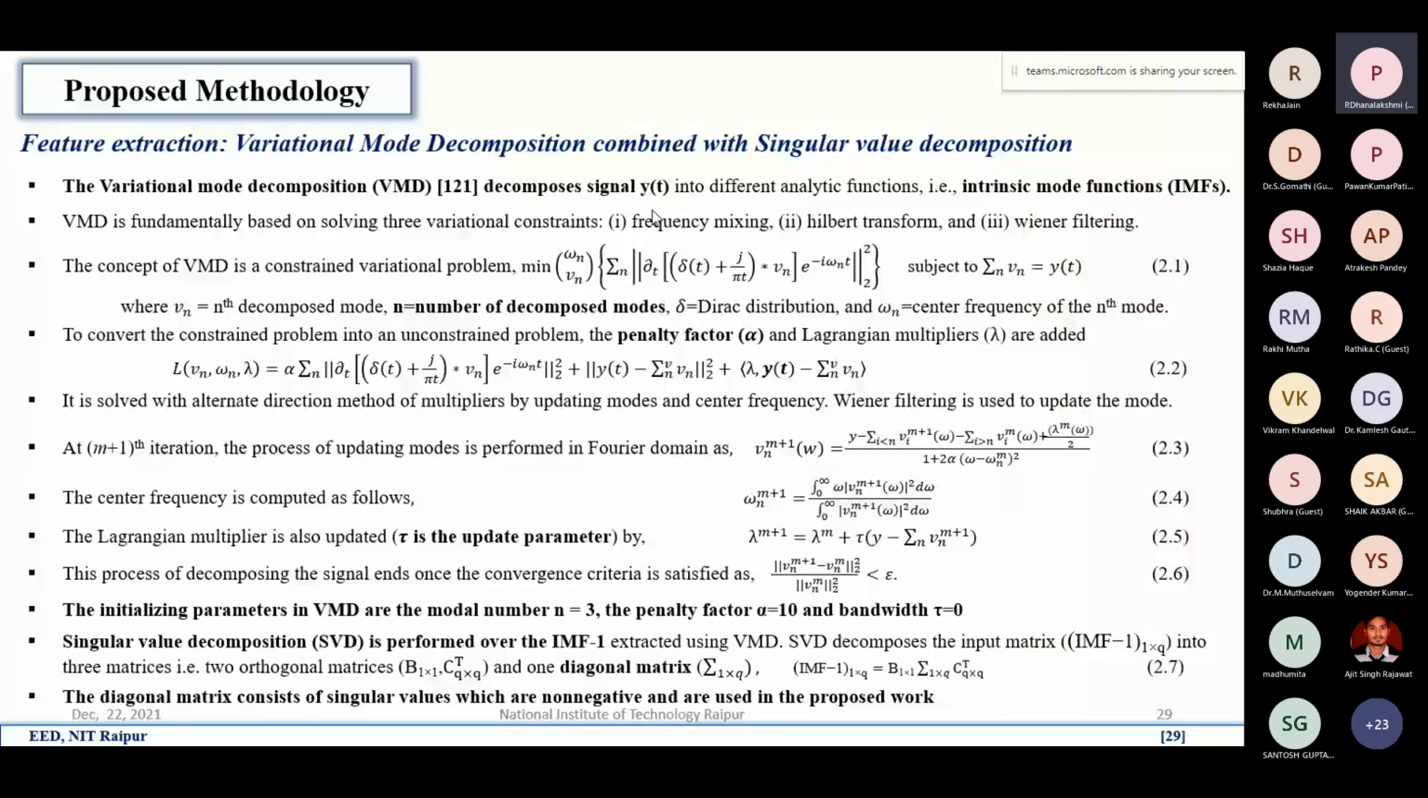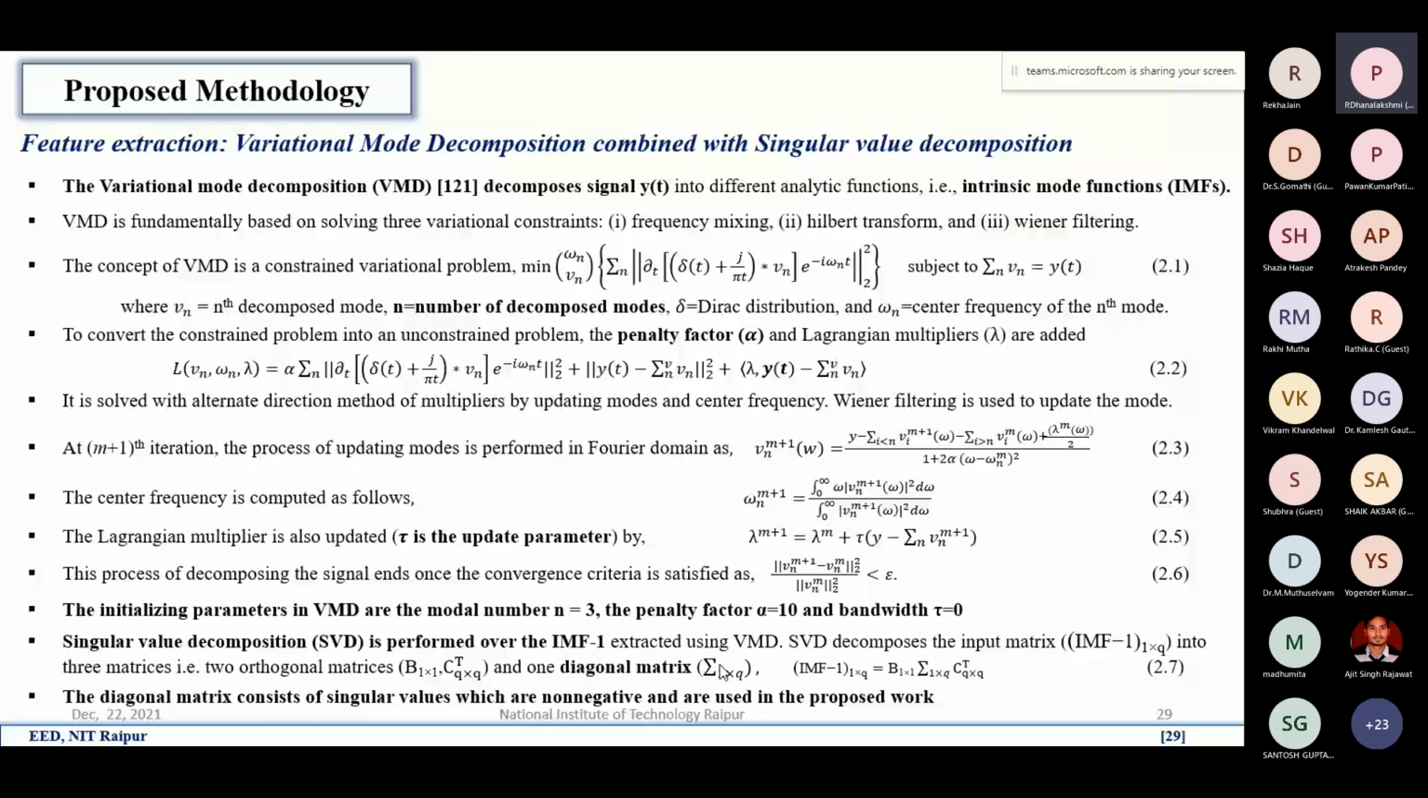So now coming on to the basics of the signal processing technique, that is the variational mode decomposition that we have used along with singular value decomposition. In VMD, the signal y(t) is decomposed into different analytical functions known as intrinsic mode functions. These intrinsic mode functions are further utilized by calculating their singular value decomposition. Here only the first intrinsic mode function has been used using VMD, and then its singular value decomposition is computed, which will basically be a diagonal matrix. It is used as input to the support vector machine based classifier.